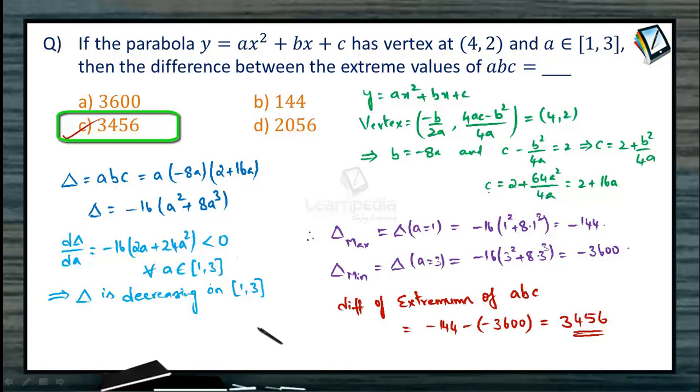No need of finding the first derivative and second derivative to identify the maximum and minimum. Clearly on 1 to 3, as the function is decreasing, the maximum would be at the lower end and the minimum would be at the upper end, right?